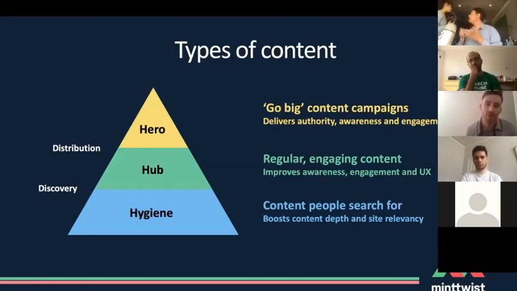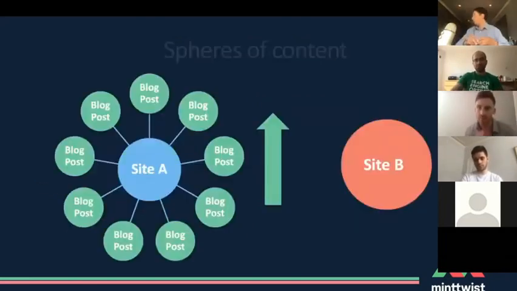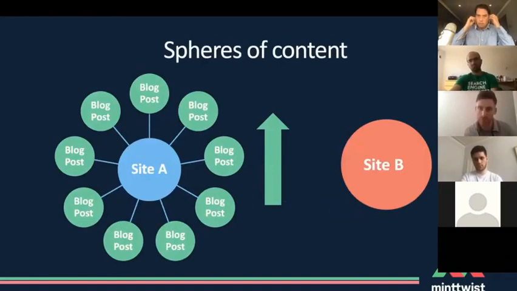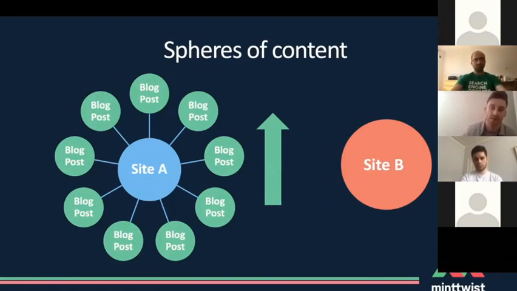So yeah, that kind of sums up the 3 tiers of content, if you like. I can move on to the next slide. So talking about spheres of content, this is something that has increased very much in importance in the last few years within SEO. Looking at it, it's very simple. This is a very simplistic diagram, and again, the concept of it in itself is very simplistic.